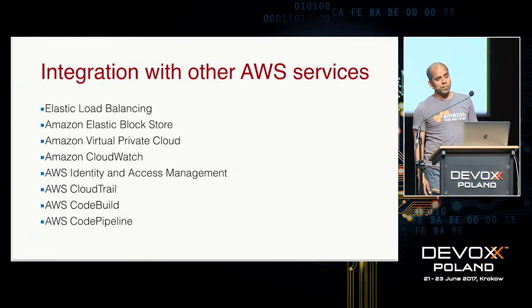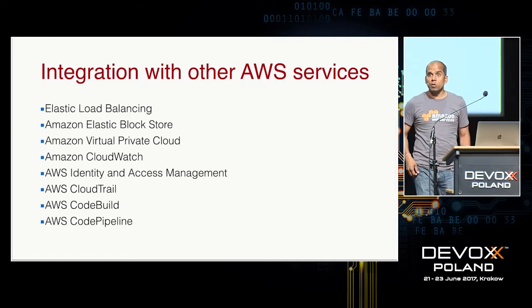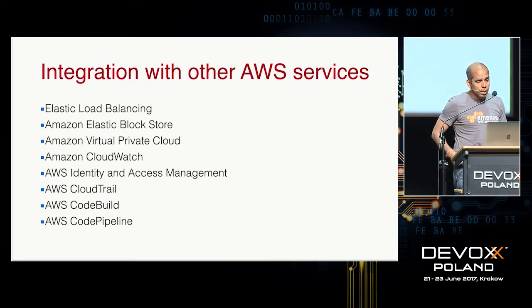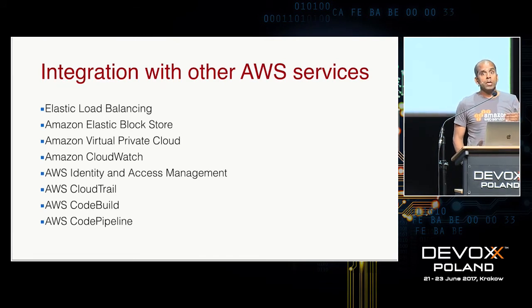In terms of other services, yes, there is ELB that we talked about, where it can be configured as a classic ELB or application load balancer, which does the load balancing based upon your host header or your path. It integrates with EBS, VPC. It automatically creates a VPC. Or you could say, no, I have my own VPC. Run this ECS container or ECS cluster in my own VPC as well.